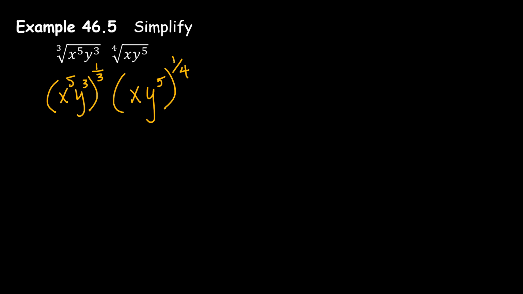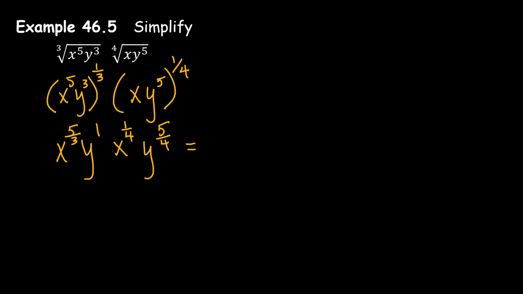Now we have a power raised to another power. We can multiply the exponents. So x raised to the 5 times 1/3, which is 5/3. Y raised to the 3 times 1/3, which is 1. Then we have x to the 1/4 and y to the 5/4.